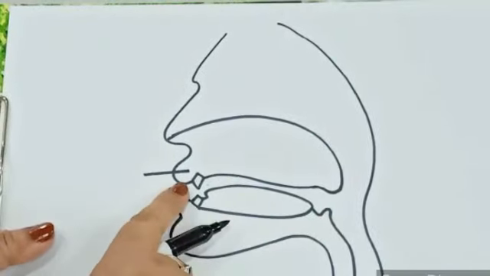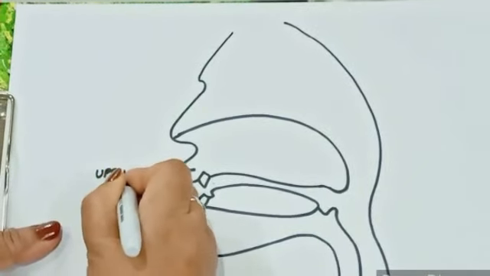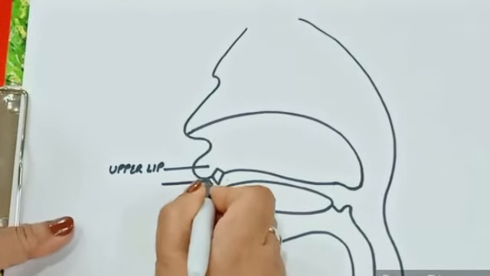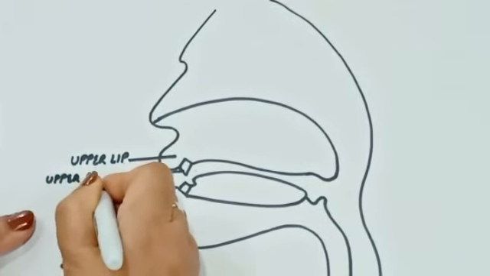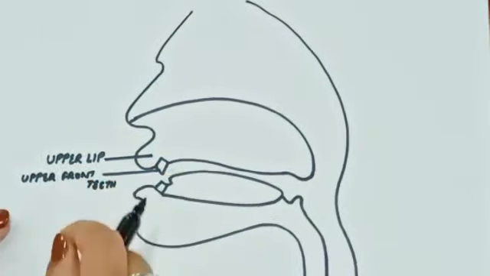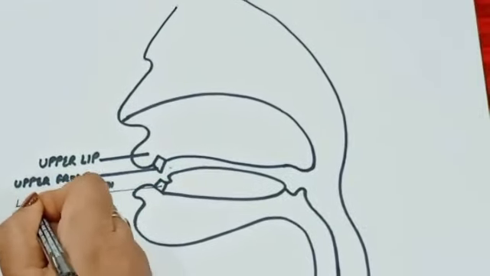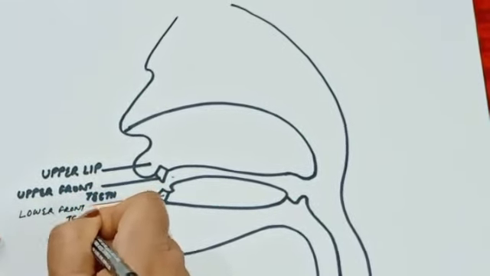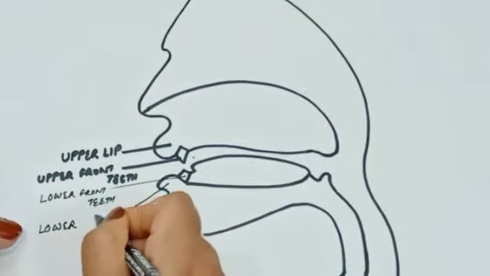So this, as I told you, is the upper lip. Upper lip. Then we have the upper front teeth. This is the upper front teeth. Next we'll label the lower front teeth. This is the lower front teeth. And next I'm writing the lower lip.